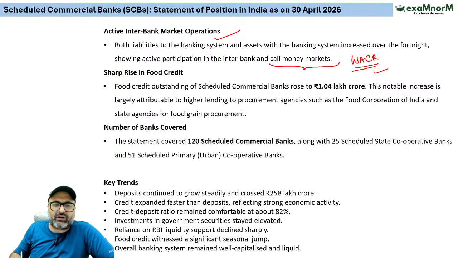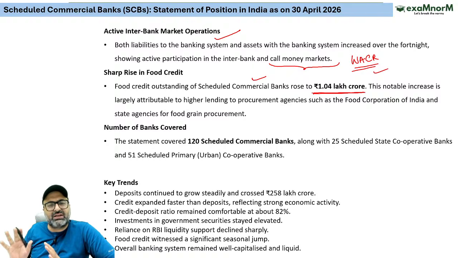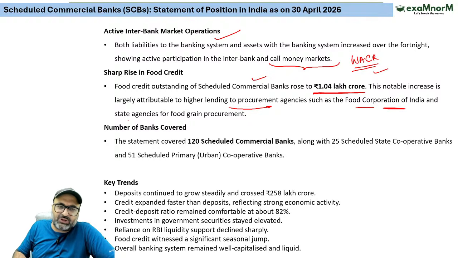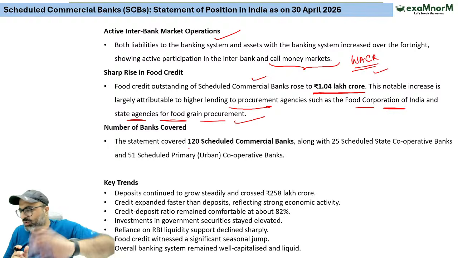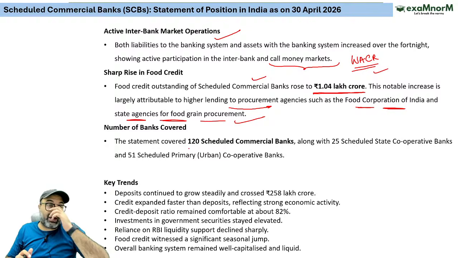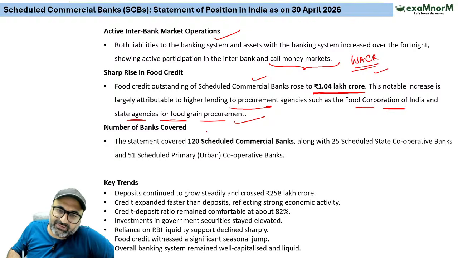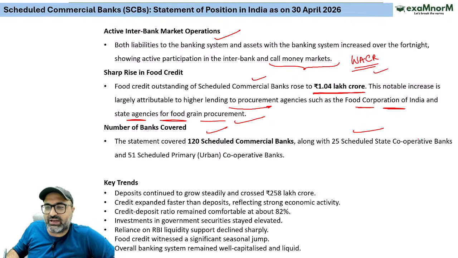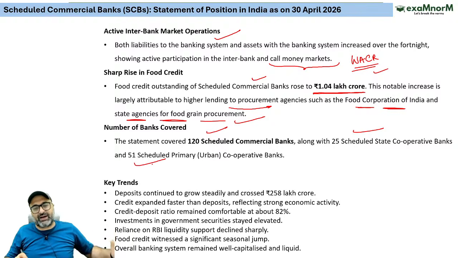If I talk about the food credit, the outstanding of scheduled commercial banks has increased to 1,00,000 करोड़ रुपीज। याद रख पाओ तो रख लो, नहीं कर पाओ तो कोई बात नहीं, इसकी कोई ज्यादा इंपॉर्टेंस है नहीं, बस आपको पता होना चाहिए। This increase is basically because of higher lending to procurement agencies. तो फूड क्रेडिट मतलब जब आप फूड परचेज करने के लिए लोन लेते हैं, तो ये लोन borrowed by the agencies like FCI. तो FCI ने लोन लिया, लोन लेकर उससे फूड ग्रेन्स खरीद लिए, so that will be a part of food credit. Number of banks covered, 120 scheduled commercial banks along with 25 scheduled state cooperative banks as well as 51 scheduled urban cooperative banks, they are included.